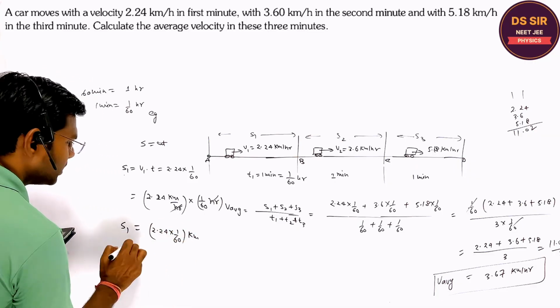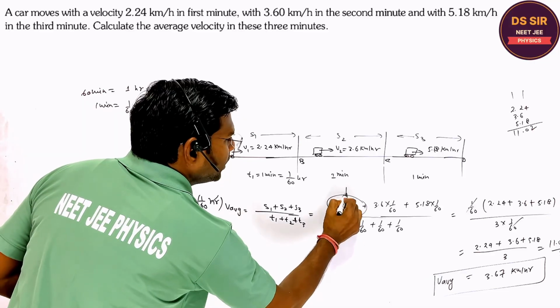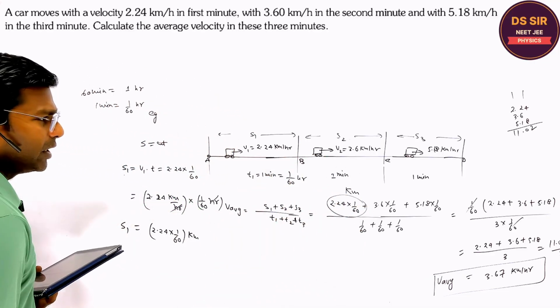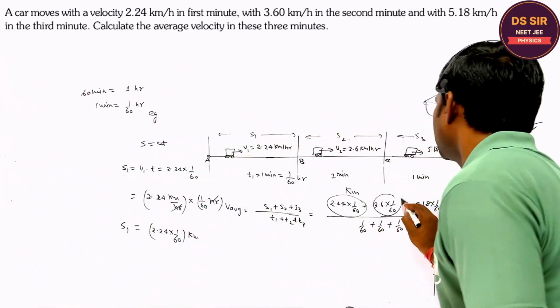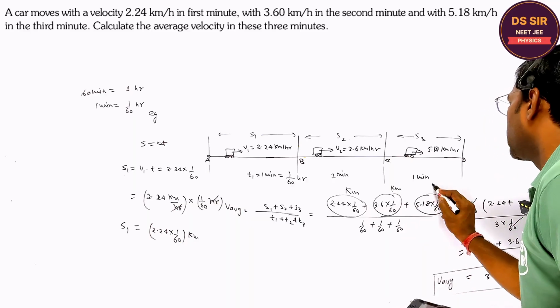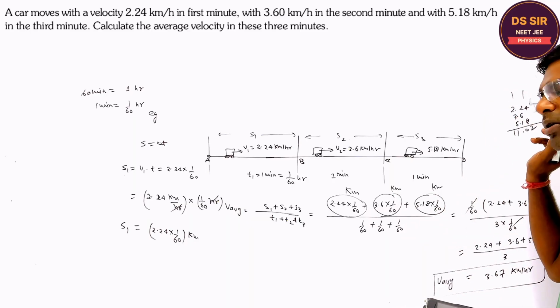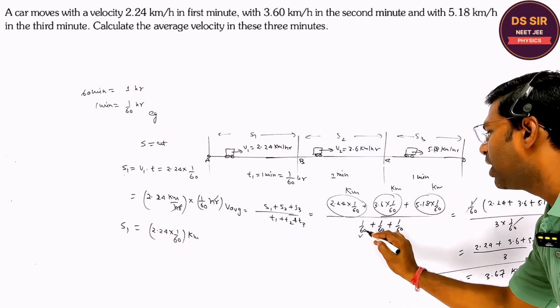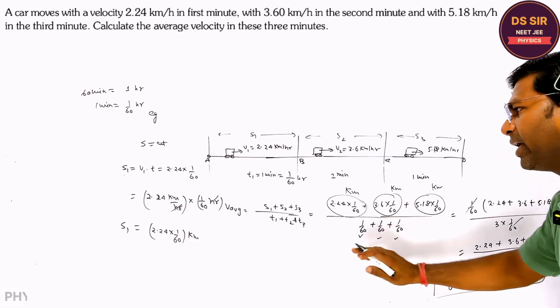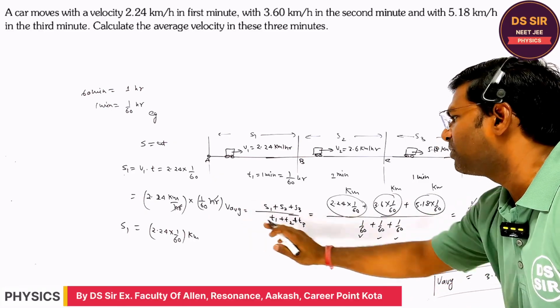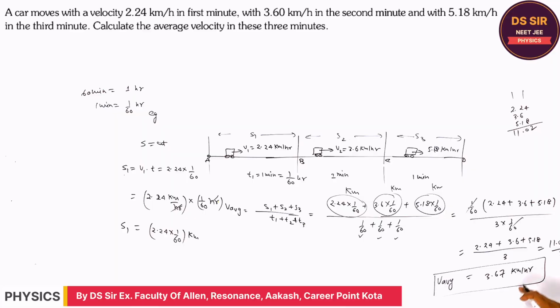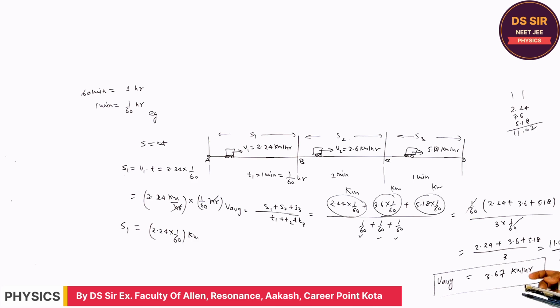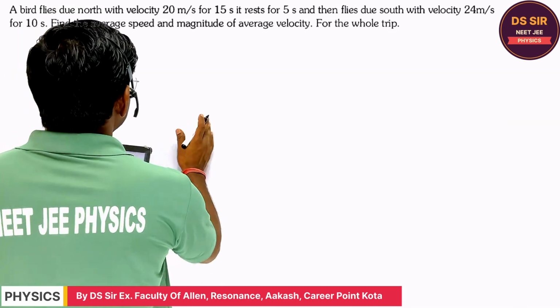So this is the distance S1 written in kilometer. In the same way, this is the distance written in kilometer. Is it clear or not? And this is written in hours. So the unit of the average velocity will be kilometer per hour. That is why kilometer per hour is the unit of the average velocity. Copy this.